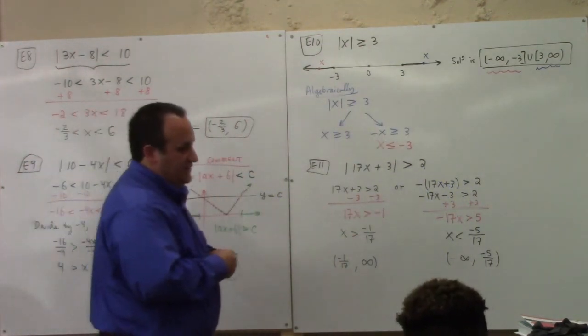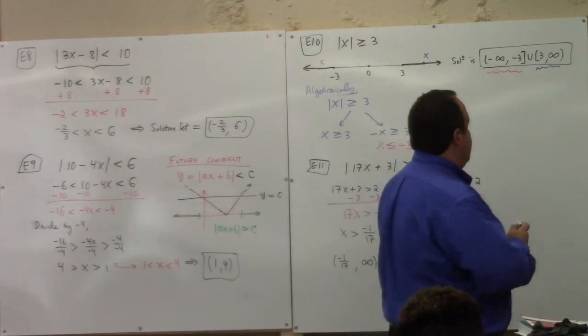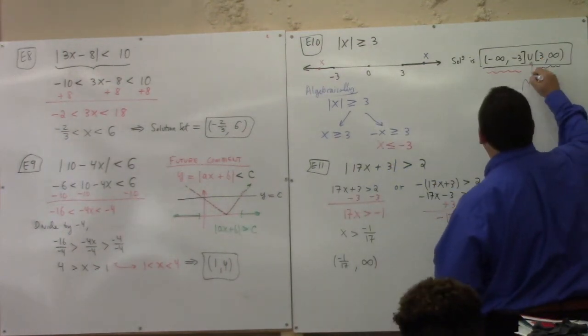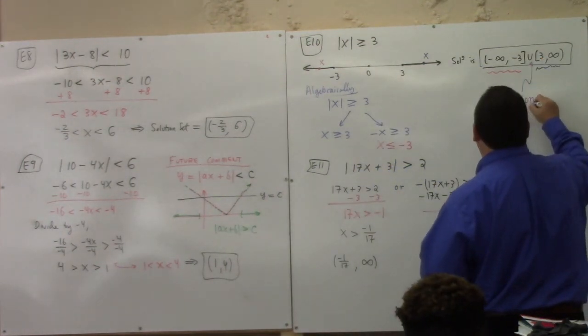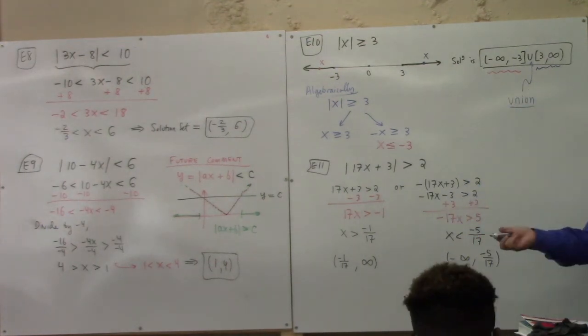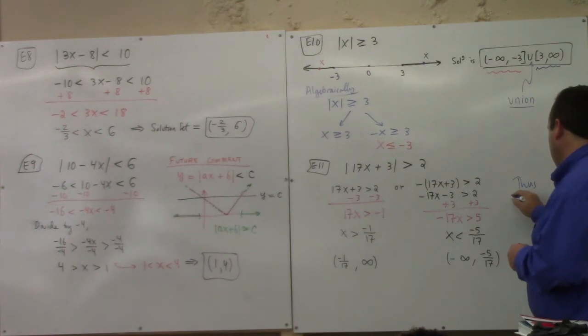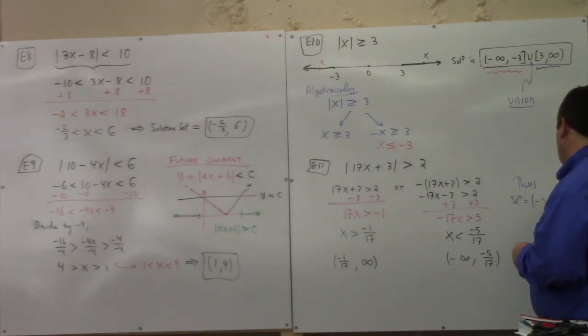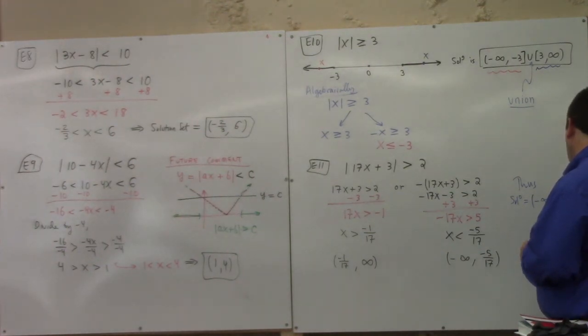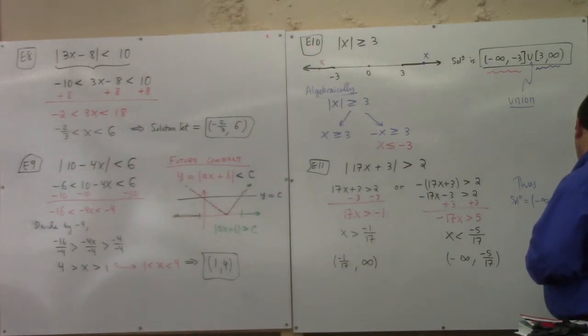You notice what I had to use in the previous example? I had to use this union, right? Union. Same here. So the answer? Solution is minus infinity to minus 5/17 unioned with minus 1/17 to infinity.